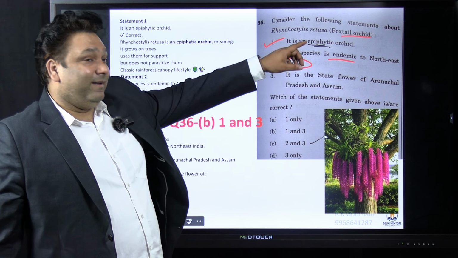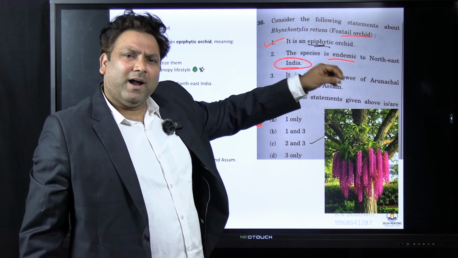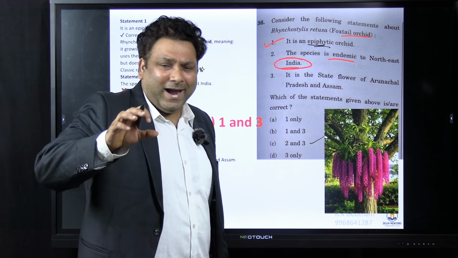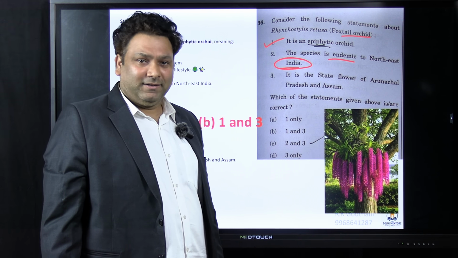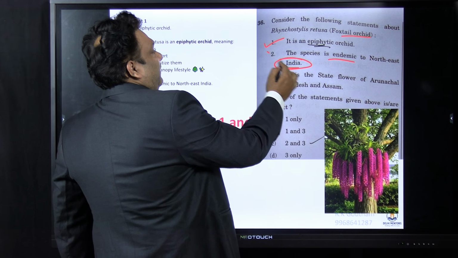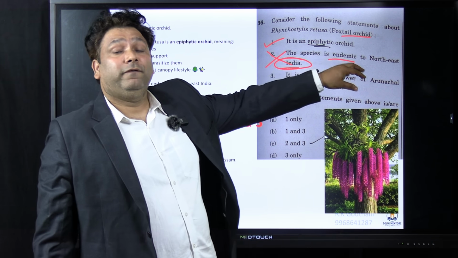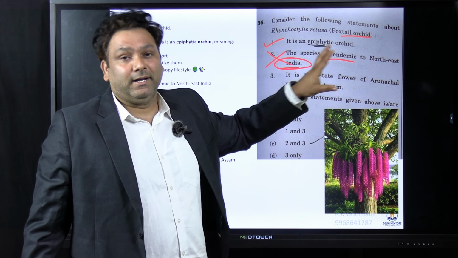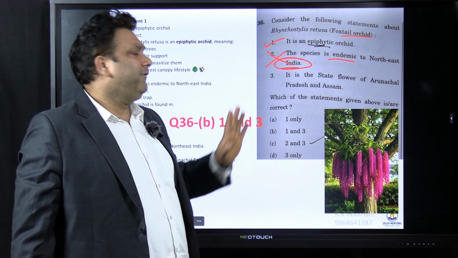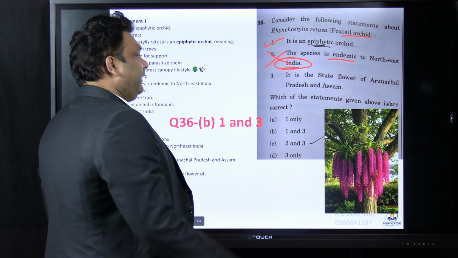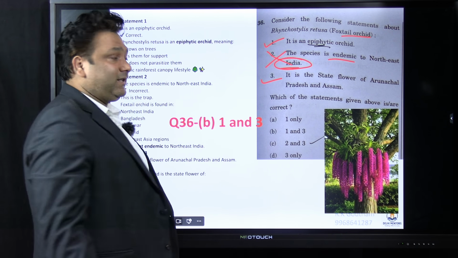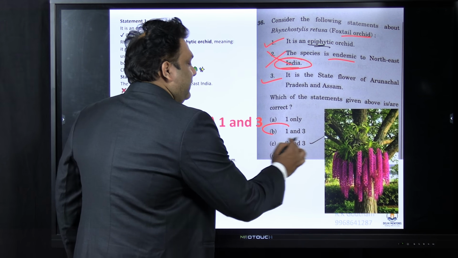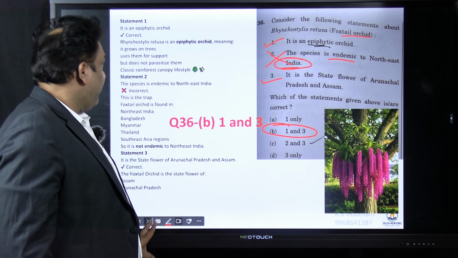See, such kind of orchid, say suppose it is in the Northeast, can it not be in Myanmar? Right? So again this statement becomes wrong. Endemic means found only here and nowhere else in the world. Means it is found here only, not anywhere else, which is a wrong statement. So it is a state flower of Arunachal and Assam, which is a right statement. The answer is B, 1 and 3.